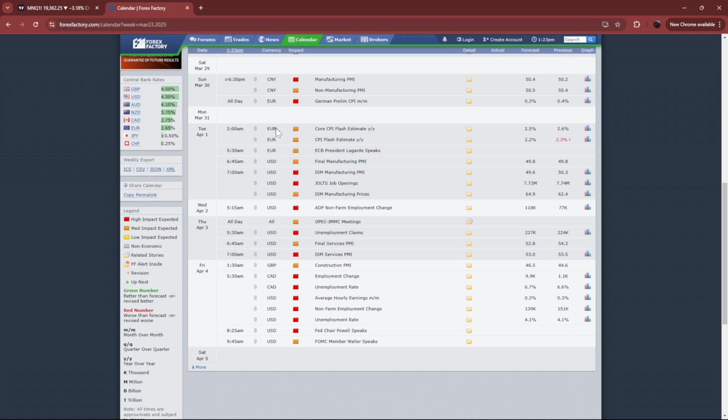Tuesday, Europe has CPI, and then the European Central Bank president is going to speak. So you've got a couple of times, London moving into New York, where we could see some heavy manipulation and just kind of heavy price movement.